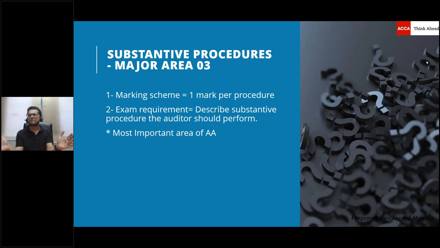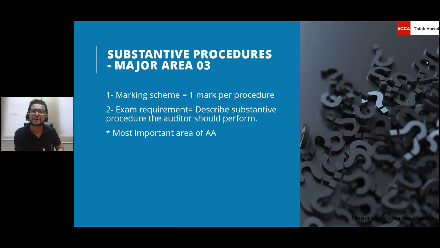If somebody is going to let me know, sir, I am damn good in two things of the AA. Number one, the OTQs. Number two, the substantive procedures. In return, I can give you a guarantee that you are going to pass the paper with minimum 60 marks. Well, if you are really damn good in risk, controls, ethics and corporate governance, you might go beyond 70. But bare minimum, you will end up scoring 60 marks if you are good at these two things. Number one, substantive procedures. Number two, OTQs.